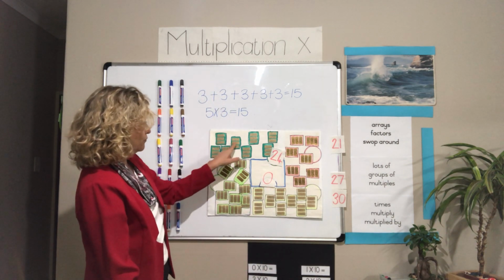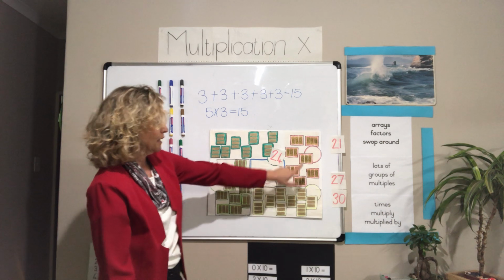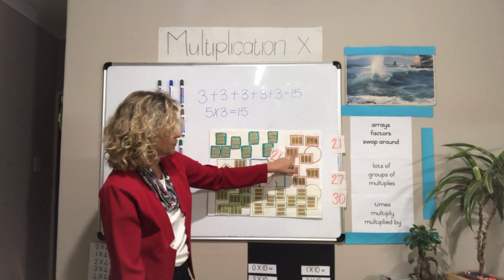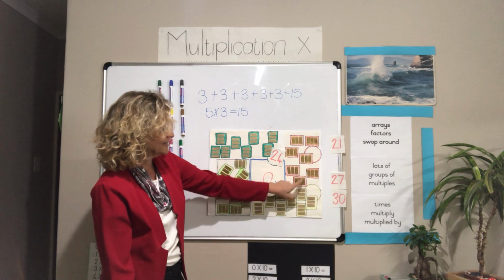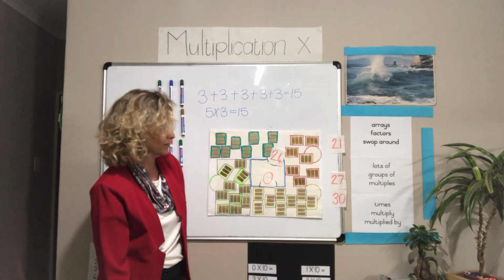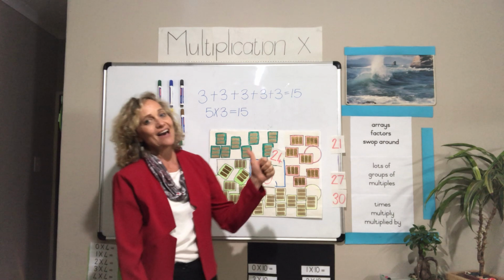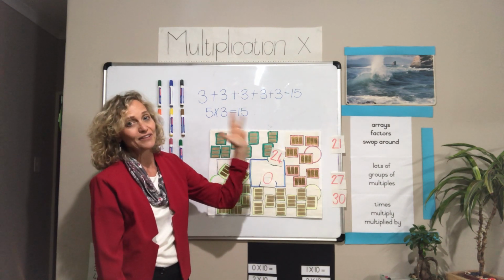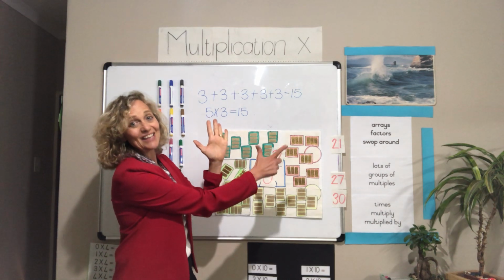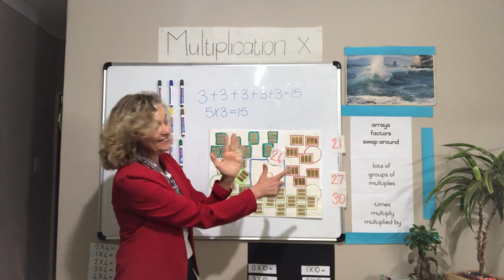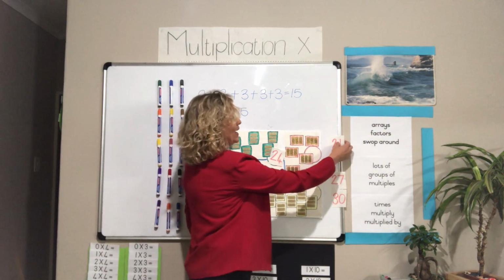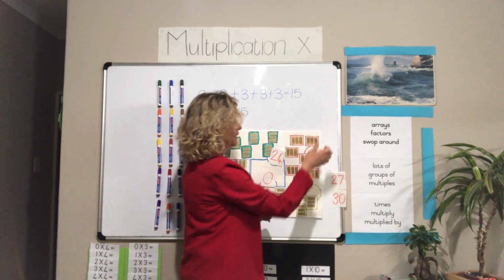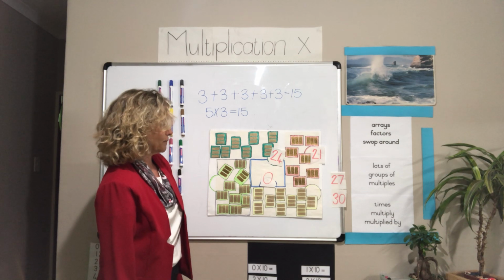1, 2, 3, 4, 5, 6, 7, 8. How many lots of threes do we have in here? 1, 2, 3, 4, 5, 6, 7. 7 lots of threes. Let's count. 3, 6, 9, 12, 15, 18, 21. Yes, we went all the way up to 21 and we have got 21 in this one.